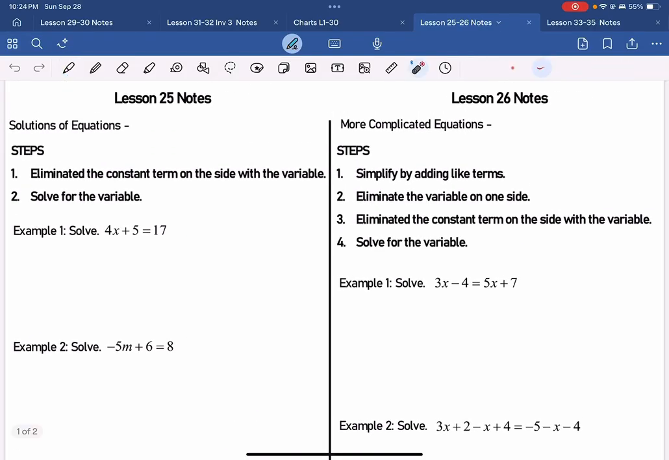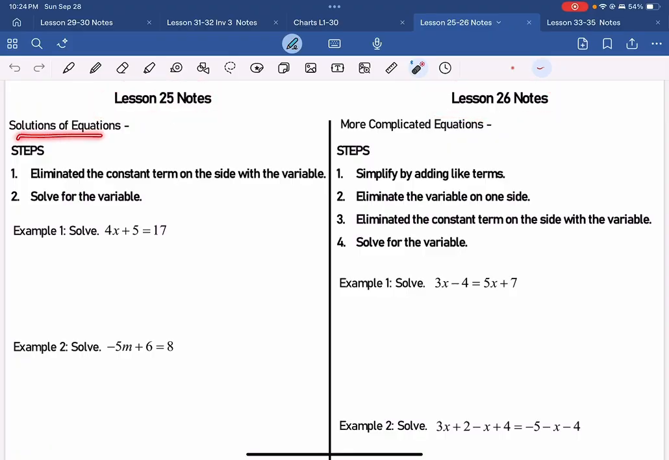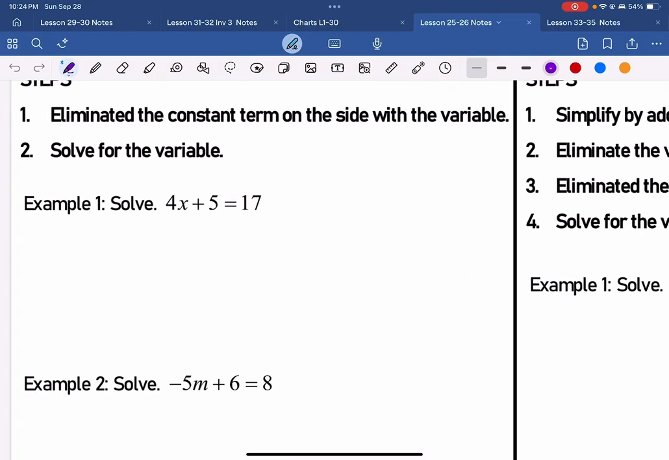So we're going to go over lessons 25 and 26. Solutions of equations is where we'll start. The steps are to first eliminate the constant term on the side with the variable, and this will make sense to you in a minute whenever we go over it together. And then the last step, solve for the variable. Okay, let's take a look at example 1.